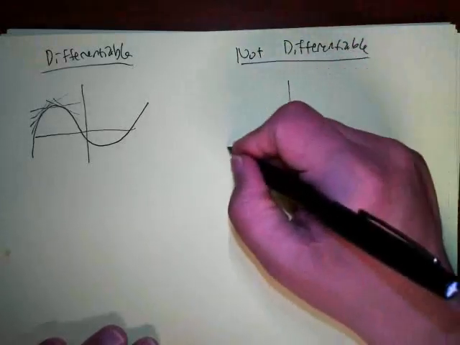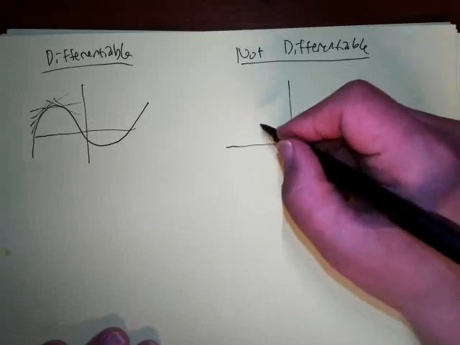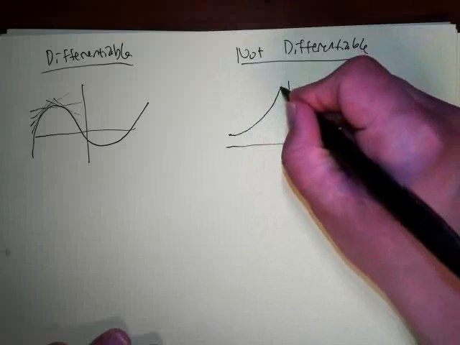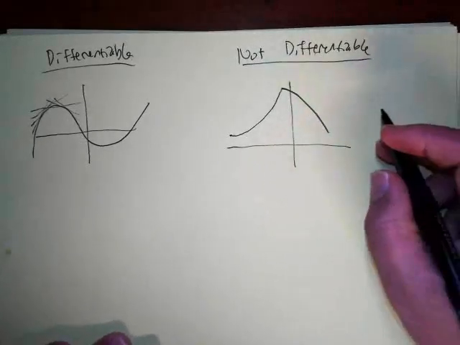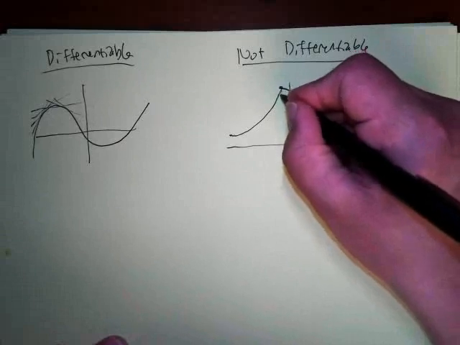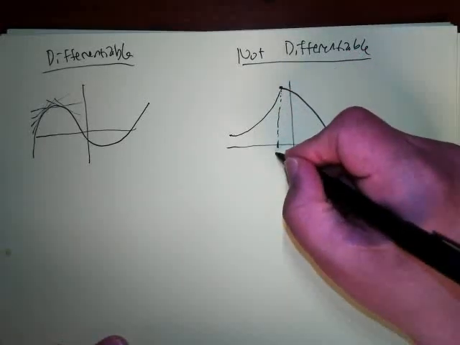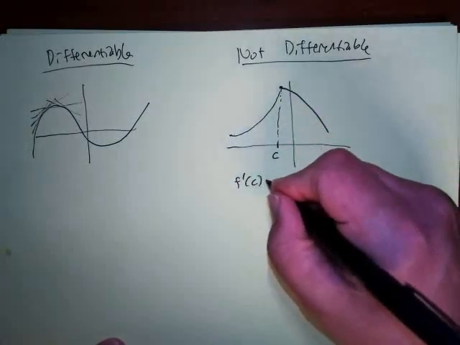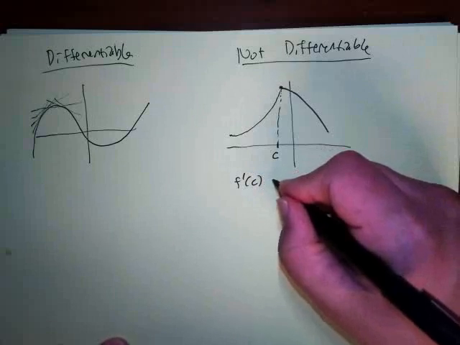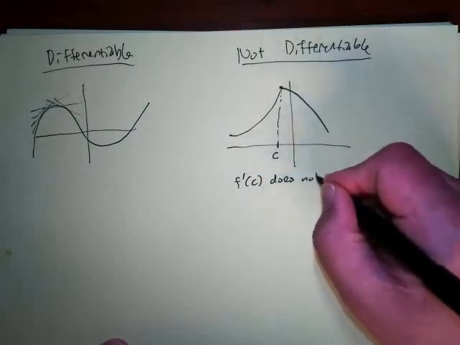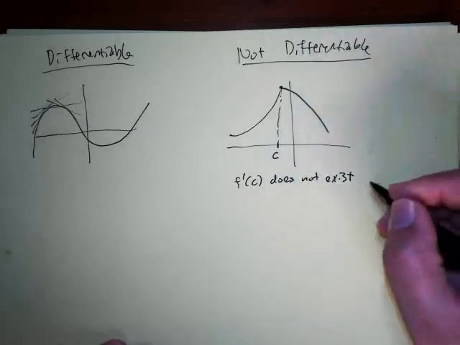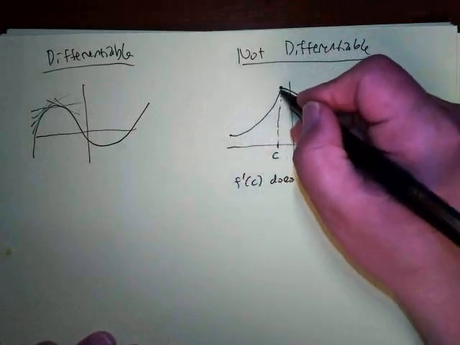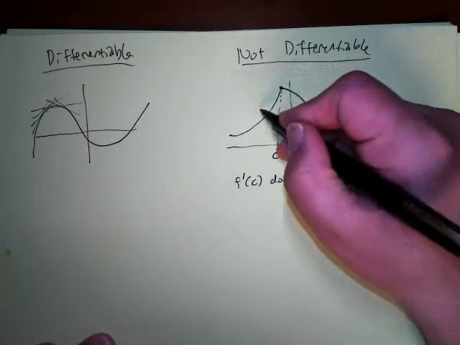So a function that's not differentiable, let me give you an example. Let's say you have a function that goes up, and then it goes like that. Okay, so at this point here, we'll say at C, f prime of C does not exist. Okay, it means it's not differentiable. So you see, you got these smooth curves, but at this point there's no tangent line.